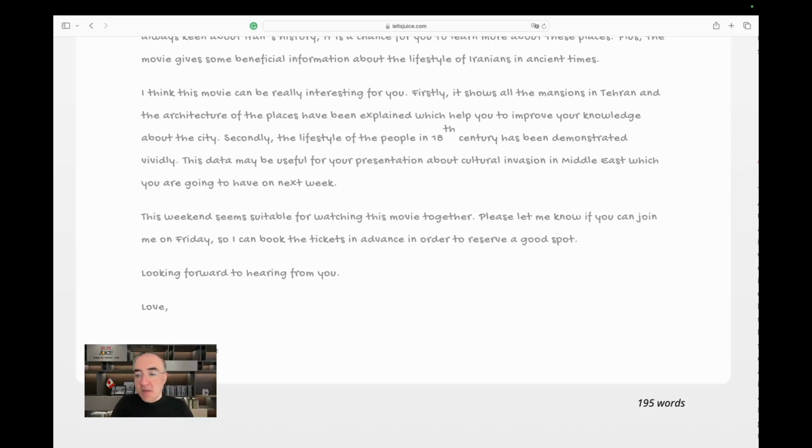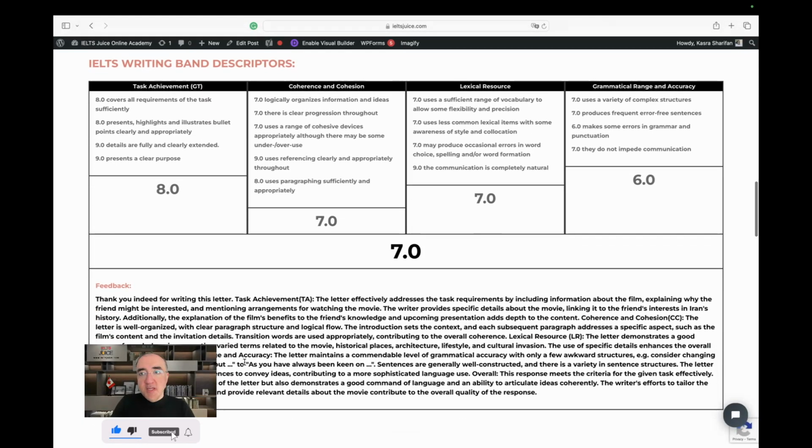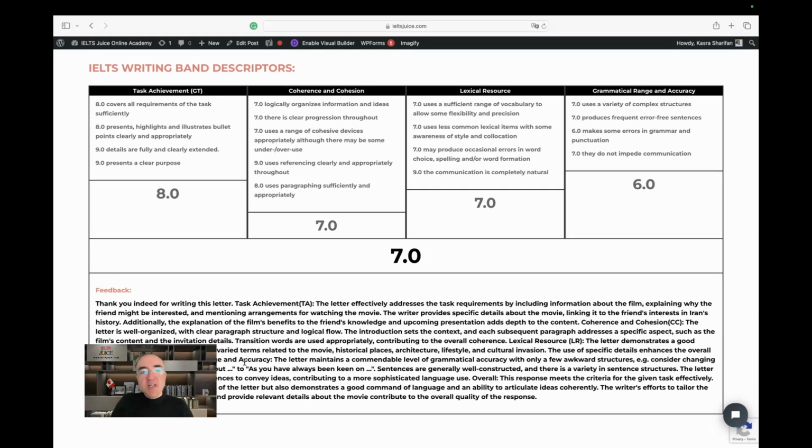Let's carry on. 195 words. Let's look at the band descriptors. Yay! Do you expect anything less from this? I mean, this is 8. Friendly, the tone is consistent, all the details are there. It's not full, maybe because, well, a little bit about the time in the evening. It's Friday. But when on Friday? Not exactly. The information is not 100% there, so it's not a full coverage of the task.